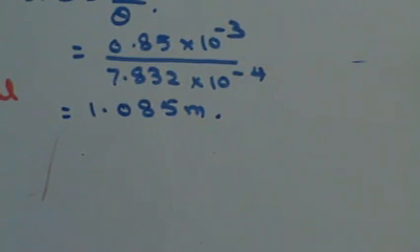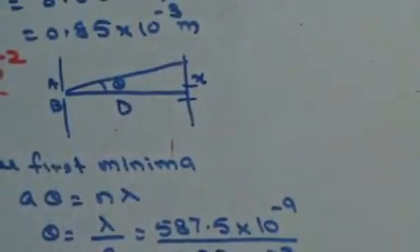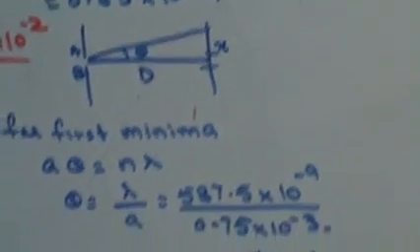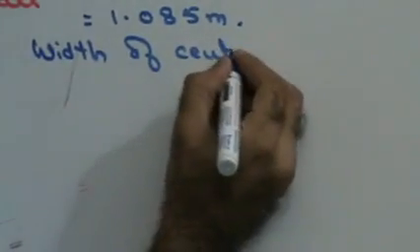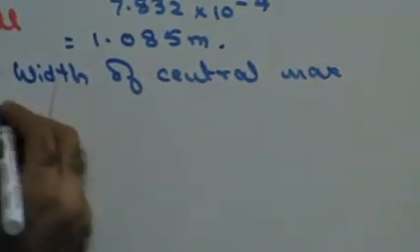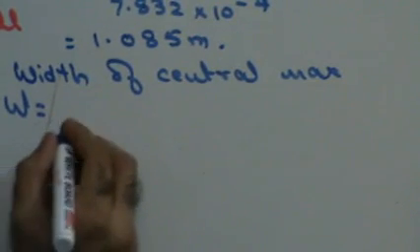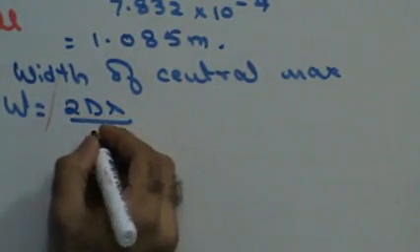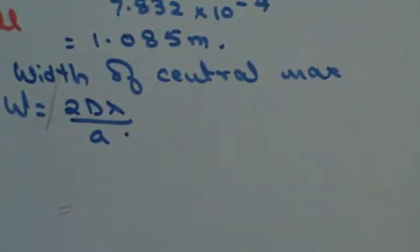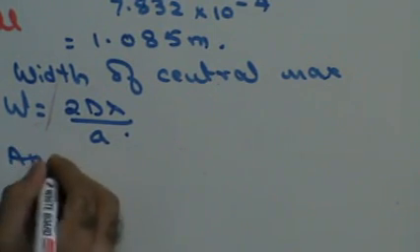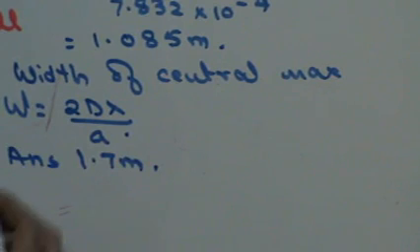Next, they have also asked you the width of the central maxima. What is the width of the central maxima? Now guys, we haven't done this formula, please see this. The width of the central maxima, W, is given by the formula 2d lambda upon a. That's the formula for width of the central maxima. Fine. You have all the values. You have d, you've just found out. Lambda you have, a you have. You should be able to get this answer. The answer for this should be 1.7 meters. Next, take on next one, please.